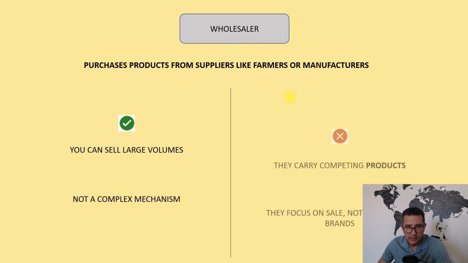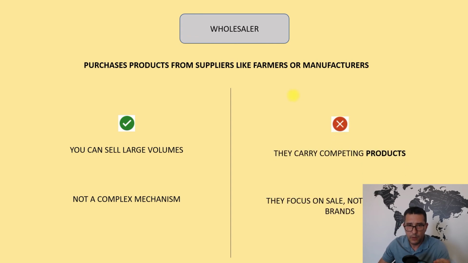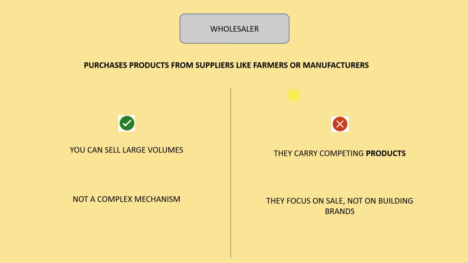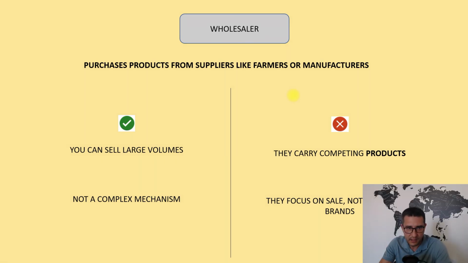On the other hand, the cons are the following. Wholesalers can carry competing products. They focus, as I've said earlier, on sales, not on building brands. And profit margins may be lower after applying the discounts for bulk purchases.